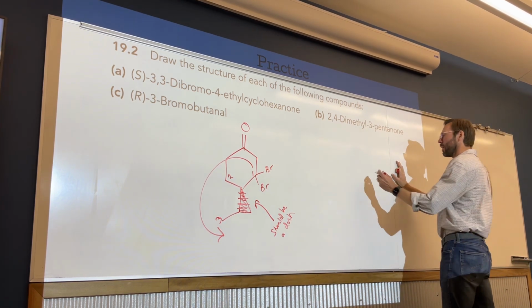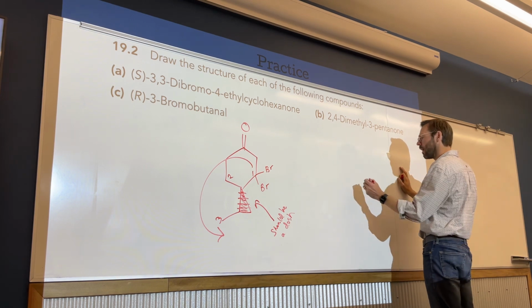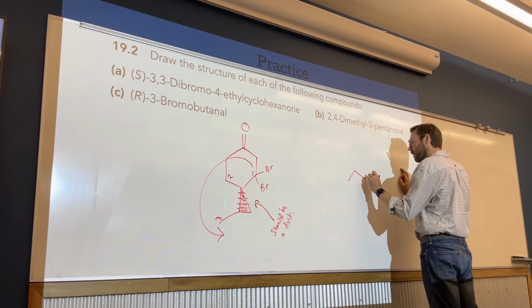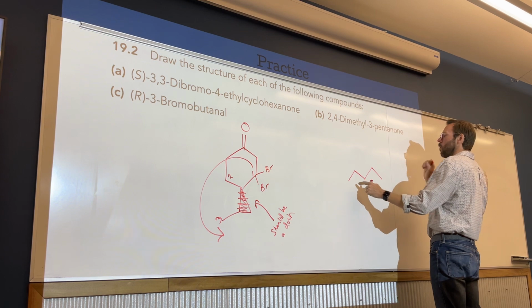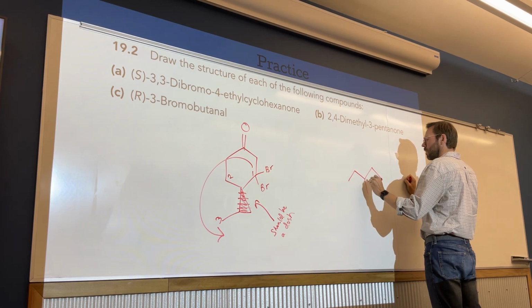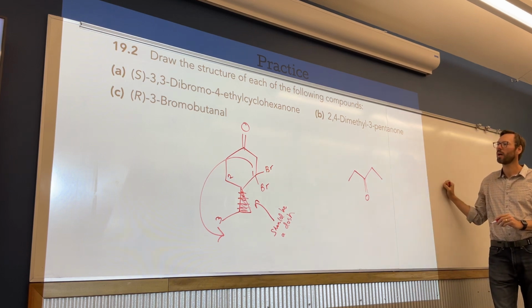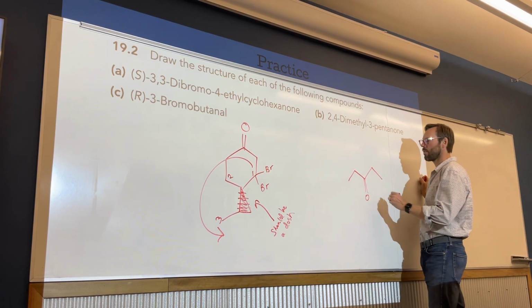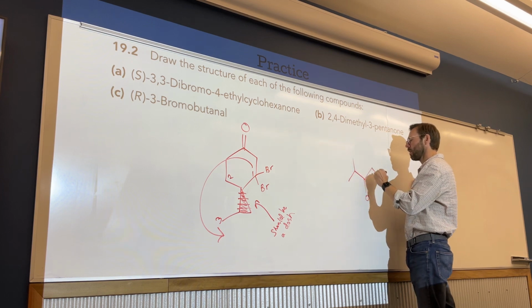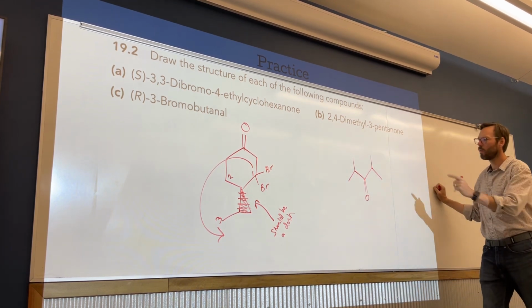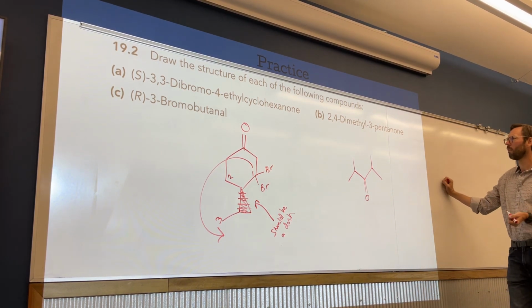Okay, pentanone. So not cyclo. 1, 2, 3, 4, 5. The ketone is on the 3rd, and then 2,4-dimethyl, so there's a methyl here and a methyl there. That's it, right? Yep, that's what I got. No stereochemistry, so we're good.